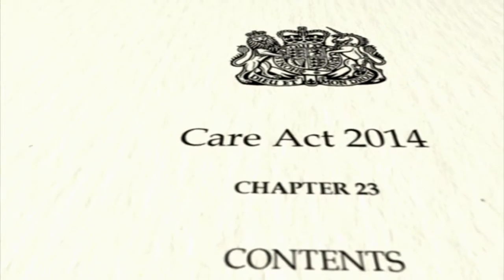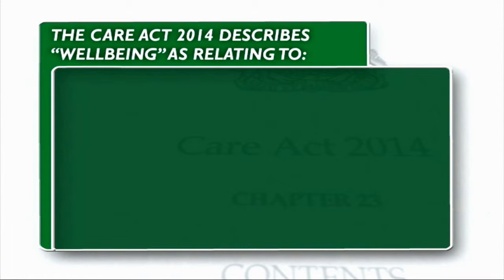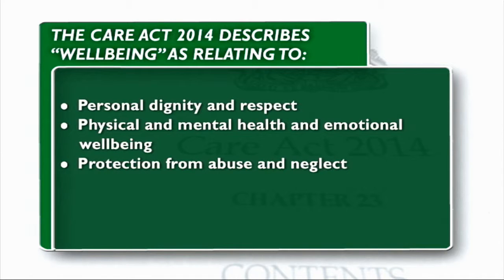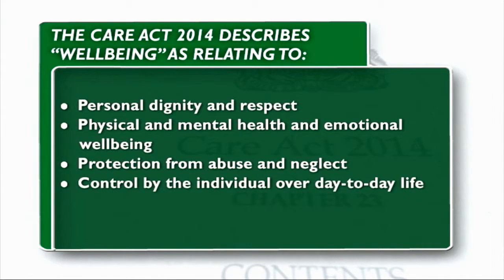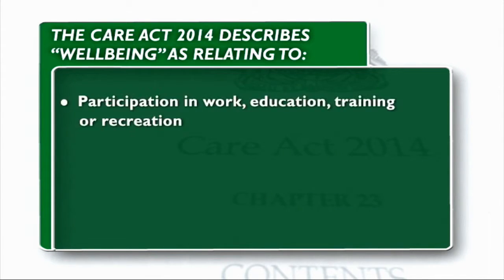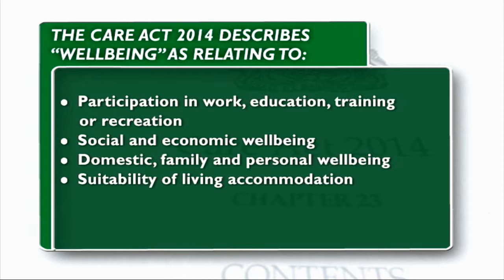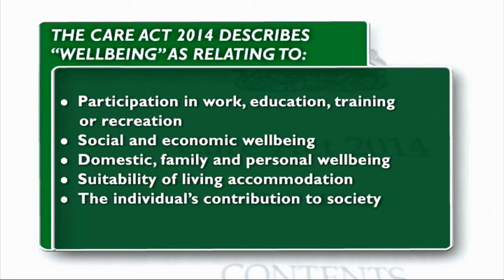In the Care Act 2014, well-being is described as relating to personal dignity and respect, physical and mental health and emotional well-being, protection from abuse and neglect, control by the individual over day-to-day life, including over care and support provided and the way it is provided, participation in work, education, training or recreation, social and economic well-being, domestic, family and personal well-being, suitability of living accommodation, the individual's contribution to society.